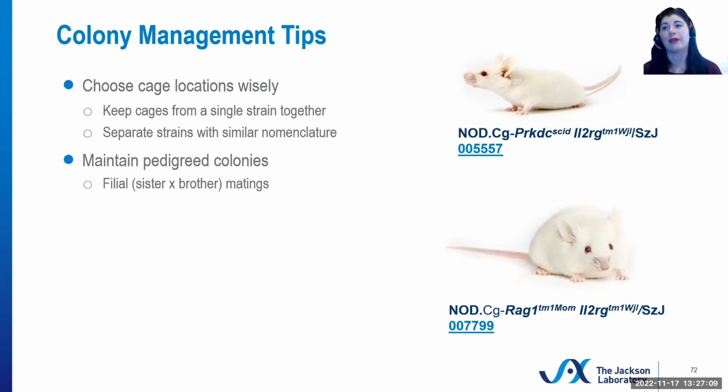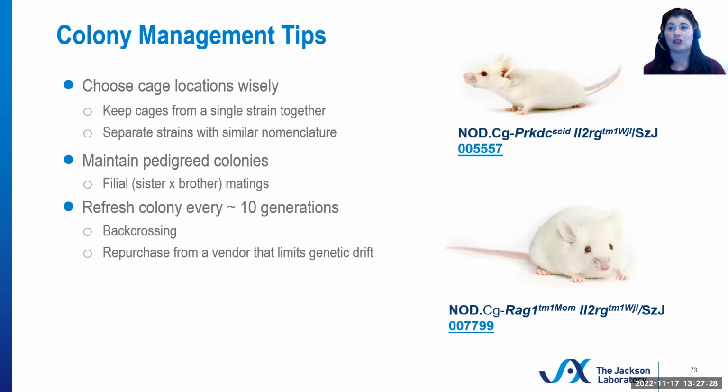You will want to maintain a pedigreed colony using filial mating scheme. With filial matings, recessive mutations tend to be identifiable sooner. Having a pedigree can help prevent deleterious alleles from spreading throughout your colony undetected. And we'll talk a little bit more about this in a second.